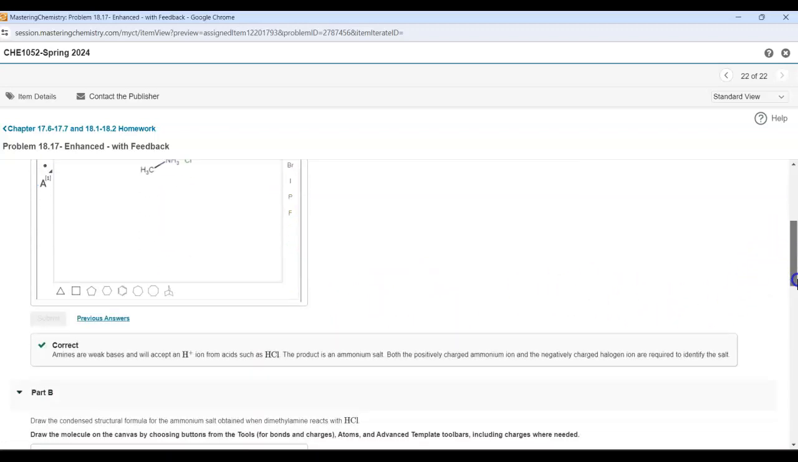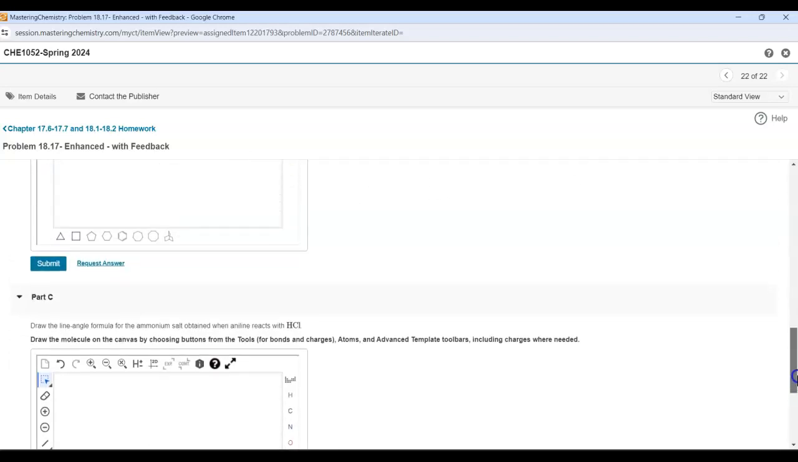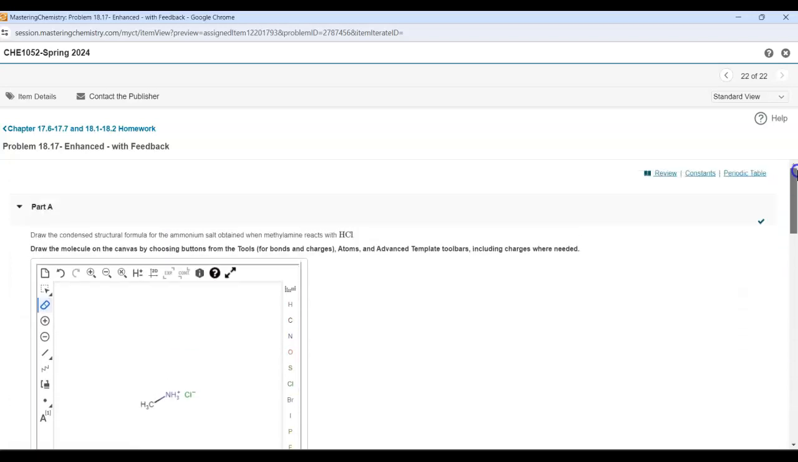So there are some other examples. You can use the same strategy to enter your answers in the drawing tool. Okay, so that concludes the problem discussion.